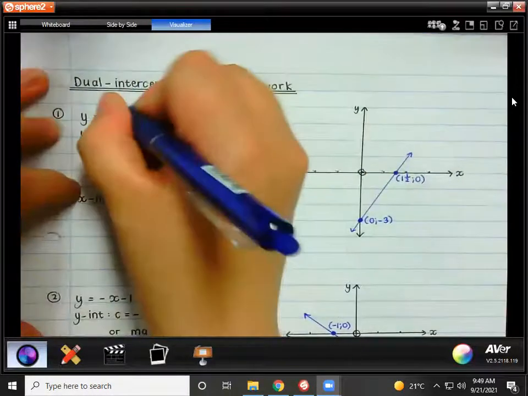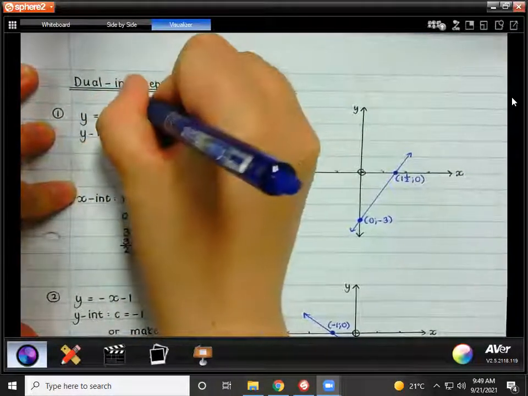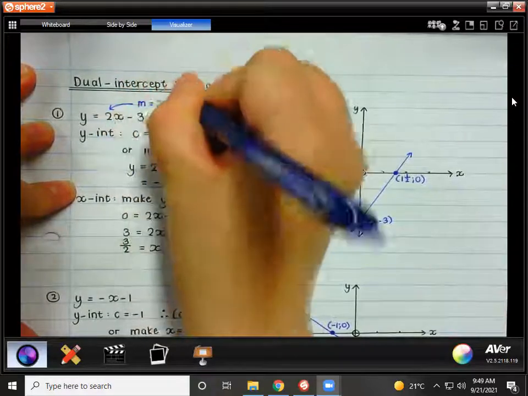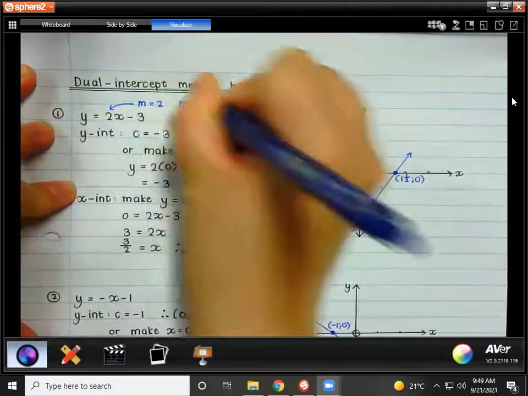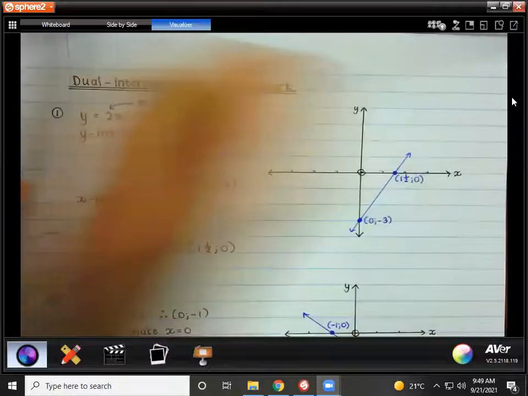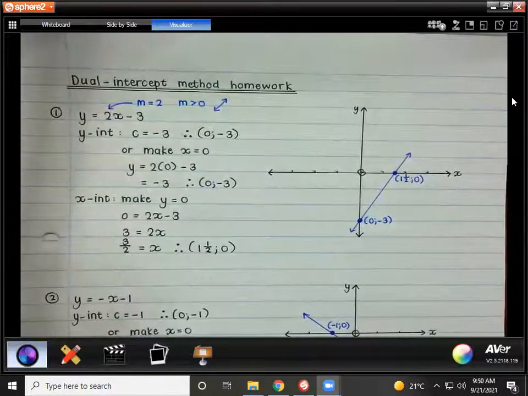Let's make a little note. I'm going to write here the gradient is 2. So the gradient is positive, so our line is going to look like that.